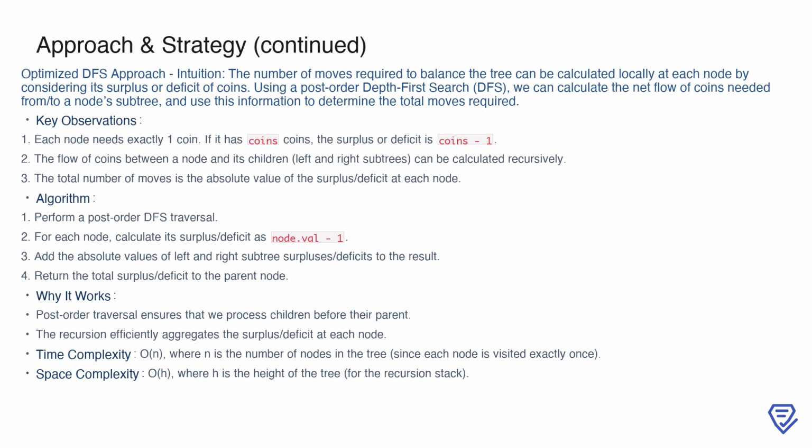During the traversal, we process the children of a node first, calculate their surplus or deficit, and propagate that information up to the parent node. This ensures that the total moves required to balance the tree are accumulated efficiently.